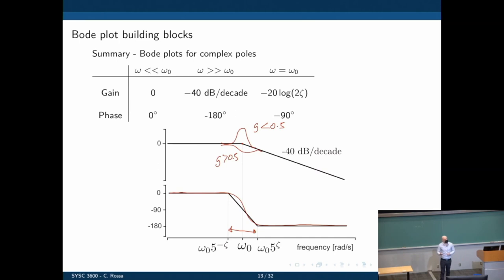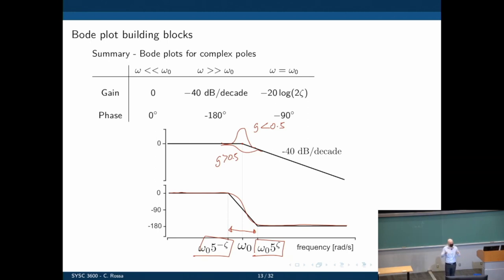A good approximation to see where that starts and where that ends is omega 0 times 5 to the power of negative zeta, and omega 0 times 5 to the power of zeta. Where does that come from? I don't know. It's what it is. It's just empirically determined to be like that. This is a good approximation to determine where it starts, where it ends.